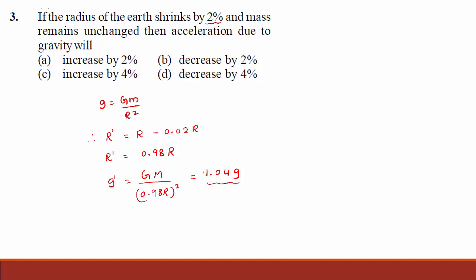But here, we need the percentage increase in acceleration due to gravity. Percentage increase means we can take the final value g dash minus its initial value, divided by the initial acceleration due to gravity, into 100. After calculating these values, we will get 4%. That is, acceleration due to gravity is increased by 4%. So option C is right.